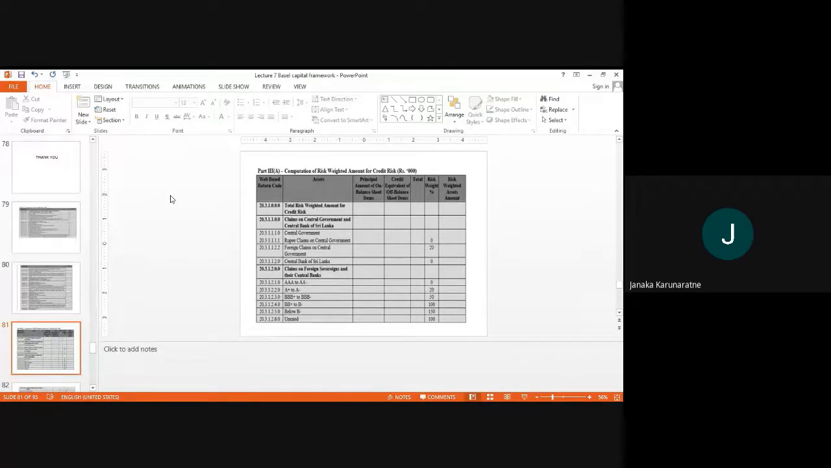What is the other approach for the credit risk? Standardized and, what we discussed last time, IRB. Okay, IRB, internal rating based approach. Again, divided into two. What are those? Yeah, IRB, there are two, exactly. So IRB, foundation and advanced.